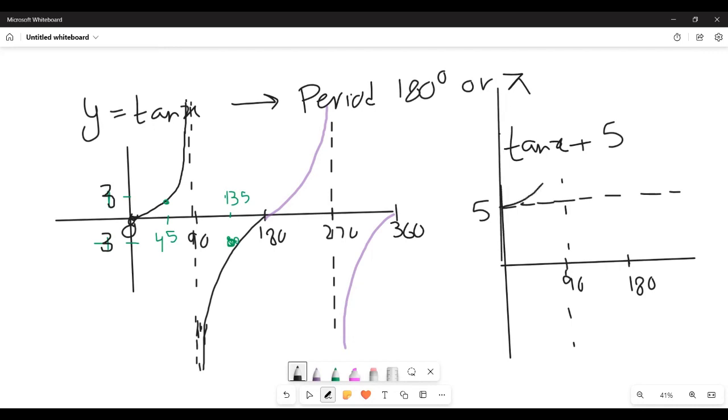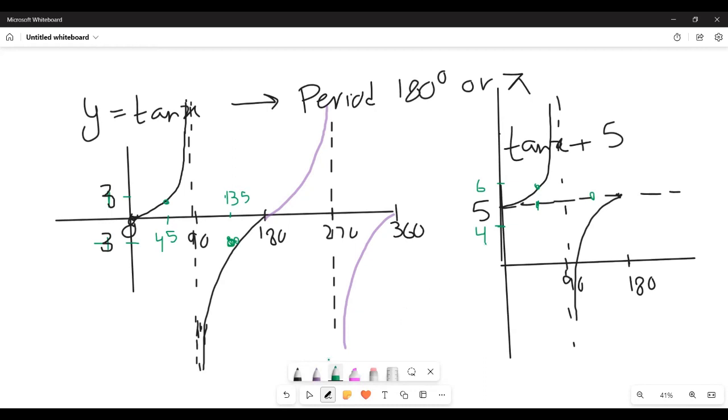So the graph is like this and like this. This is tan x plus 5. And in between, at 45, this would be 1 unit up, so this would be 6. And in between 90 and 180, at 135, this would be 1 unit below, so 4. Not that you're expected to show this. You don't have to show this. This is just a reinforcement of what we just discussed.